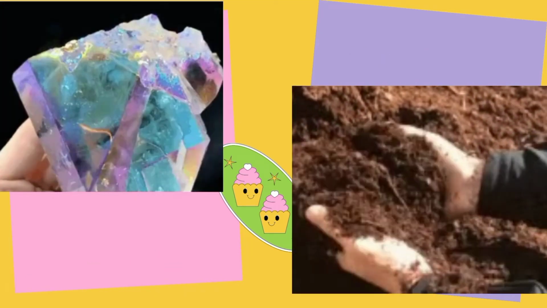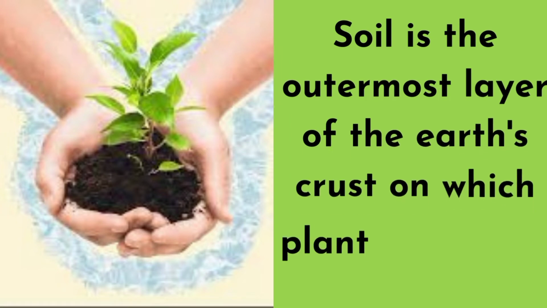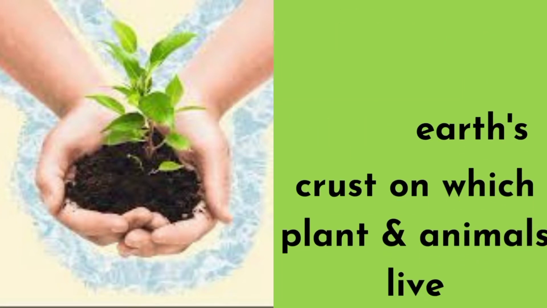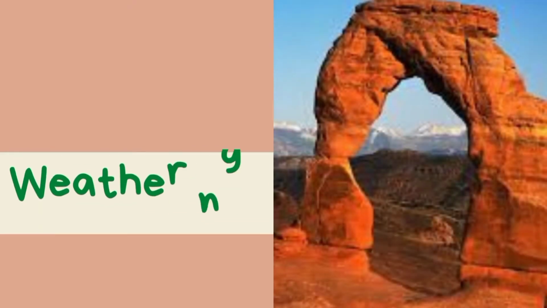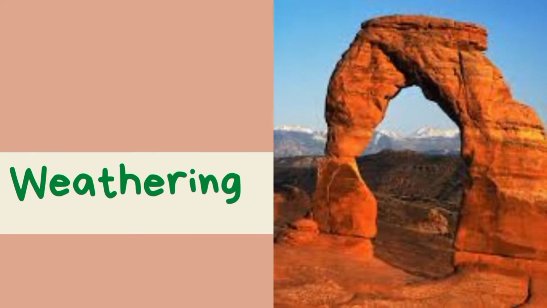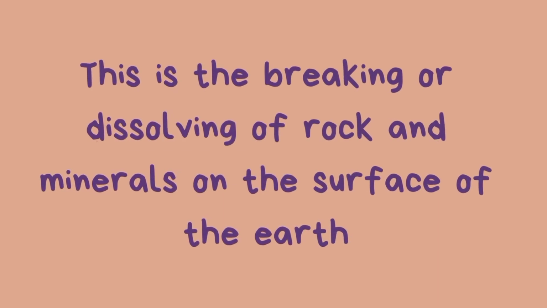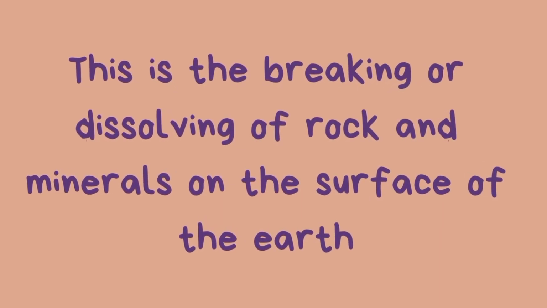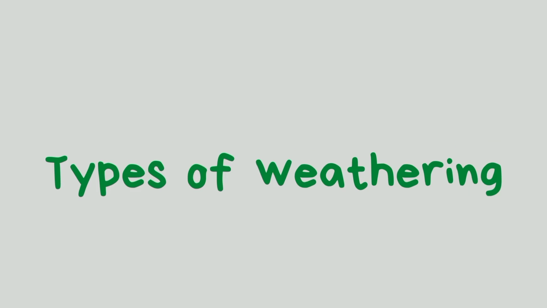Soil can be defined as the uppermost layer of the earth which supports plant and animal life, and it is formed through a process known as weathering. Weathering simply means the breaking down of rocks on the surface of the soil. And we have three types of weathering. We are going to look at the meaning.